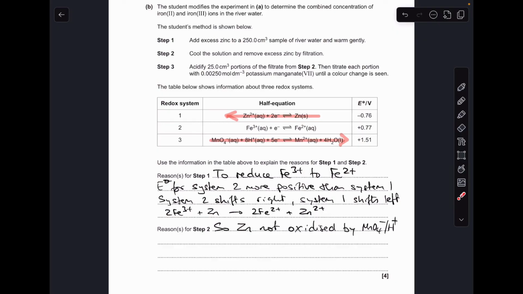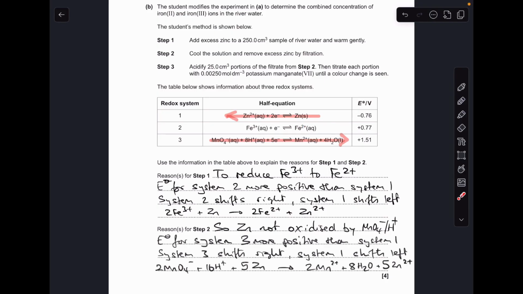So if any zinc was still in the mixture, the zinc would be oxidised, but what we want to happen is we want the iron(II) to be oxidised to iron(III). So we need to get rid of the zinc. And then the same style answer as before, so just saying electrode potential for system 3 is more positive than system 1, system 3 shifts right, system 1 shifts left, and there's the equation.